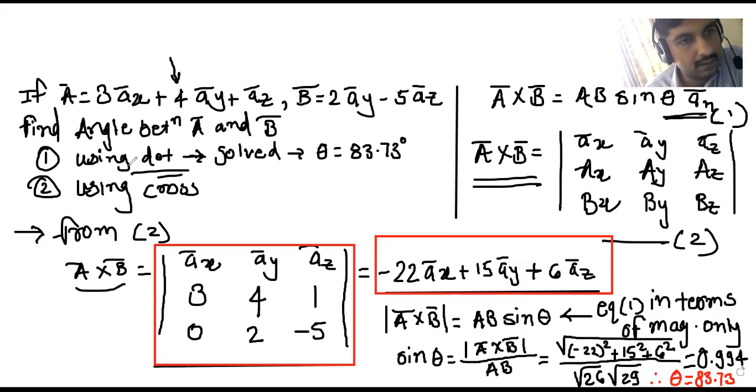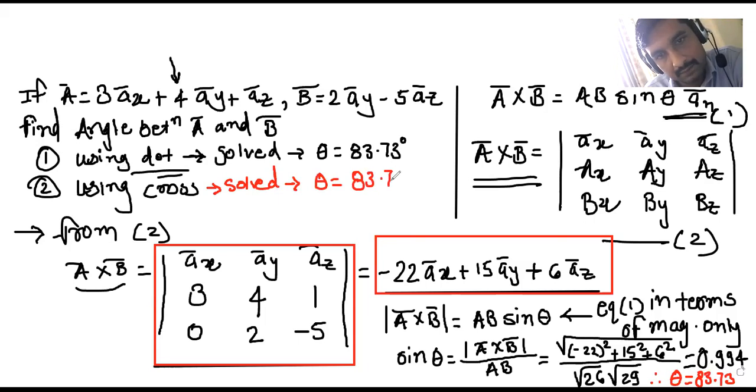So I can write here, by using cross product, just now we have solved. What is the value of theta? The value of theta is 83.73. So what is the conclusion from this? What is the conclusion from this?